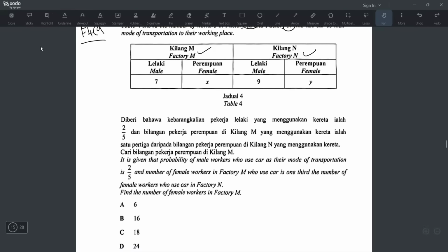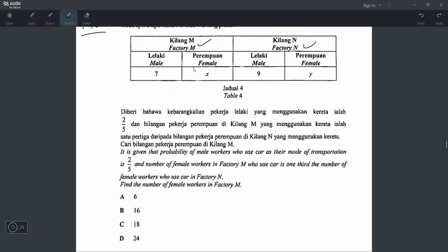Okay, this one nothing much. So these are all the number of male and female that go to work using car. It is given that the probability of male who use car as their mode is 2/5. But they never say factory M or factory N, it means total for all.